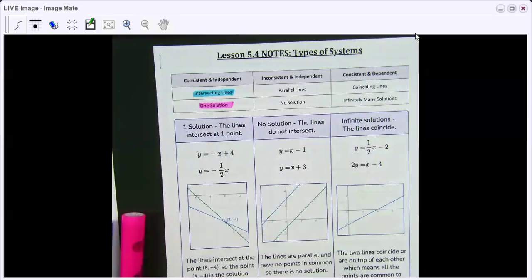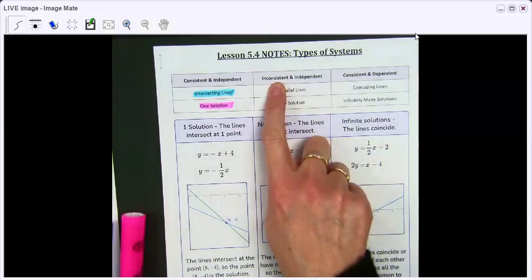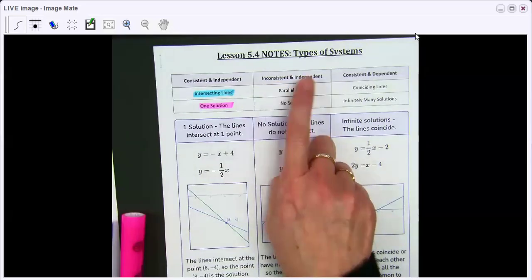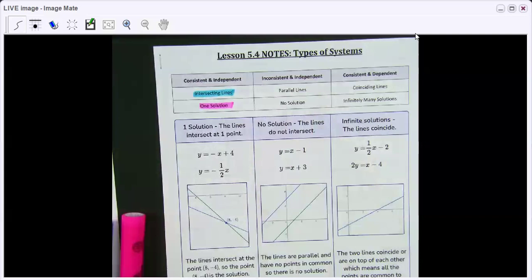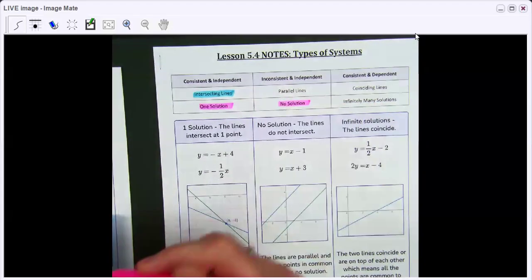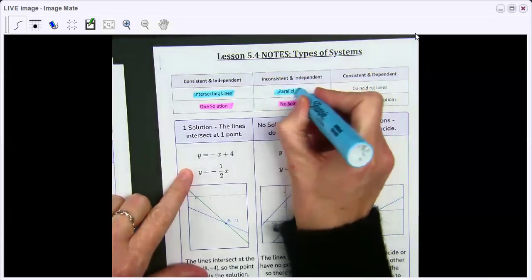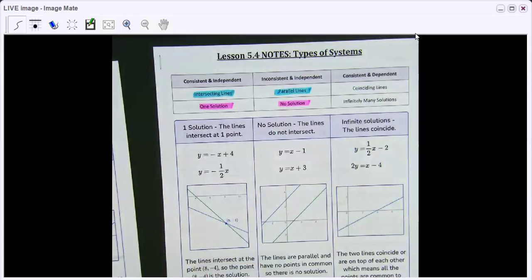Now, when you have two lines that are parallel, these are inconsistent because they do not intersect, but they are considered independent because they are their own separate line. So when they're parallel lines, there's no solution. And they are inconsistent and independent.